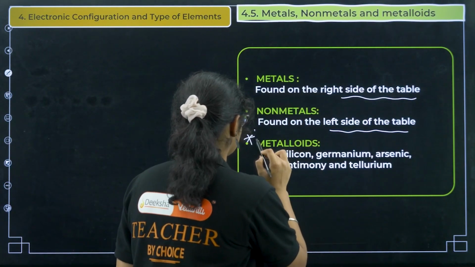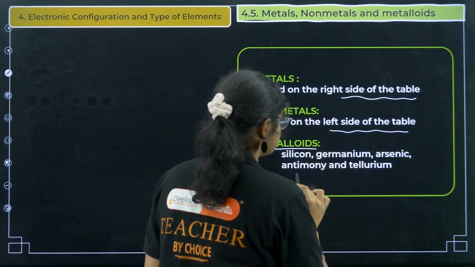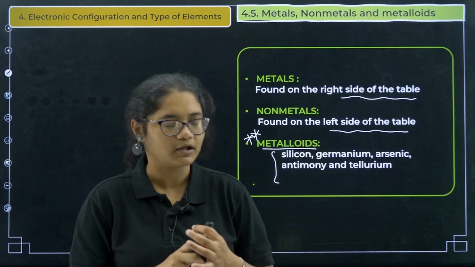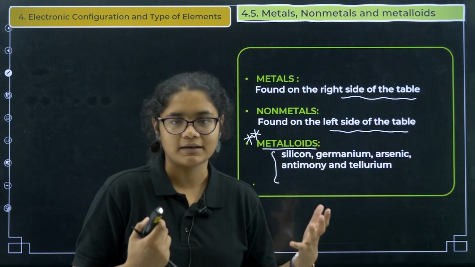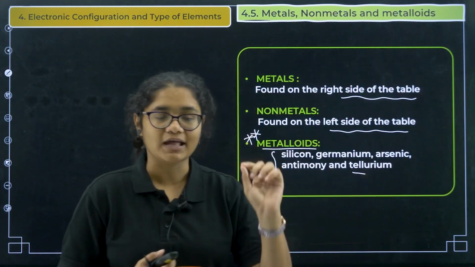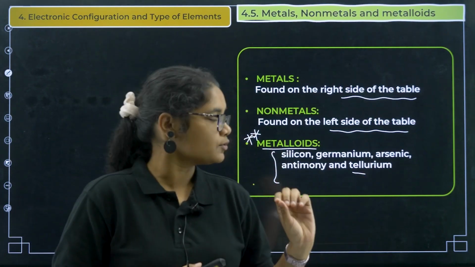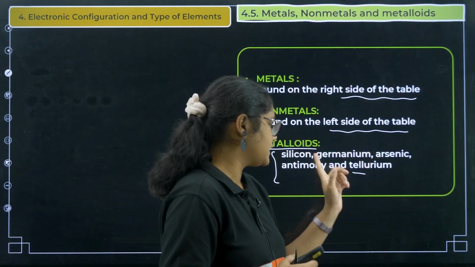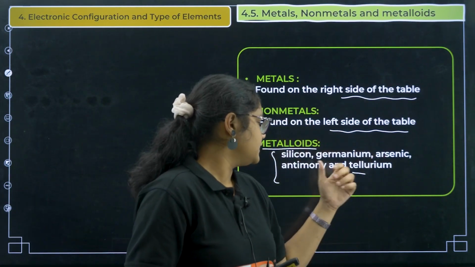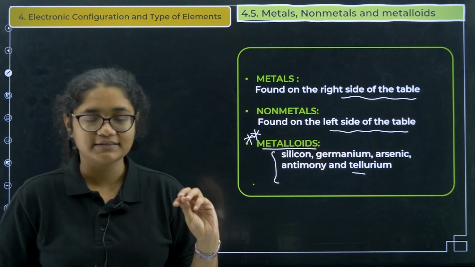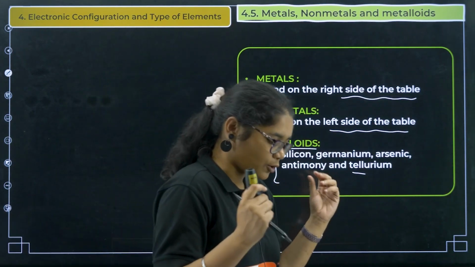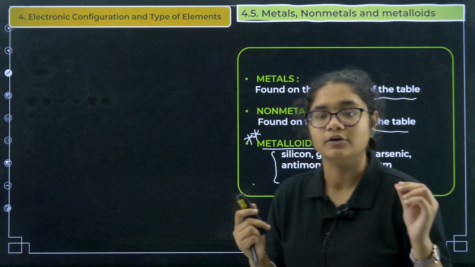Now this is very important: which are the metalloids? Sometimes conflict arises about some elements, especially antimony, whether it is a metalloid or a metal. In NCERT these 5 elements are given, so that is what you need to follow: silicon, germanium, arsenic, antimony and tellurium. These are the 5 elements considered as metalloids. Metalloids means they have the properties of both metals and non-metals.